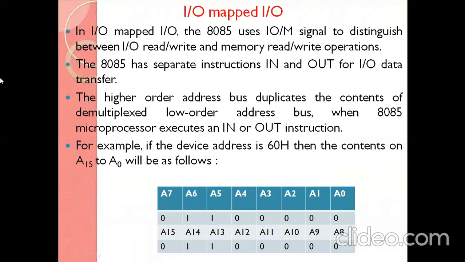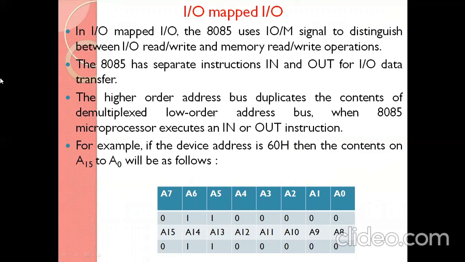In IO mapped IO techniques, only 8 lines are needed. So totally there are 16 address lines available. That is called the lower byte address and higher byte address. A0 to A7 is called the lower byte address. A8 to A15 is called the higher byte address.